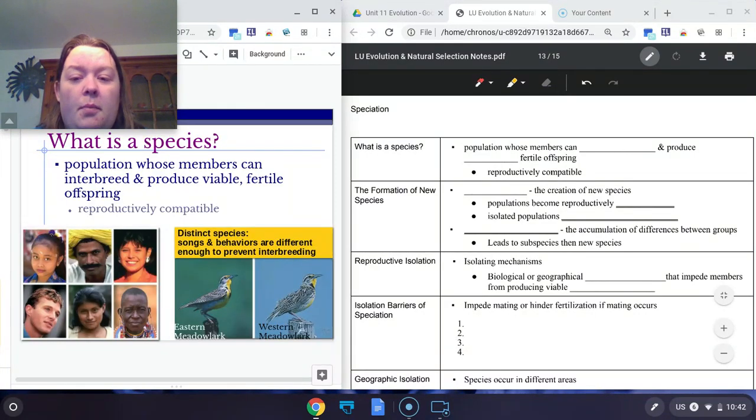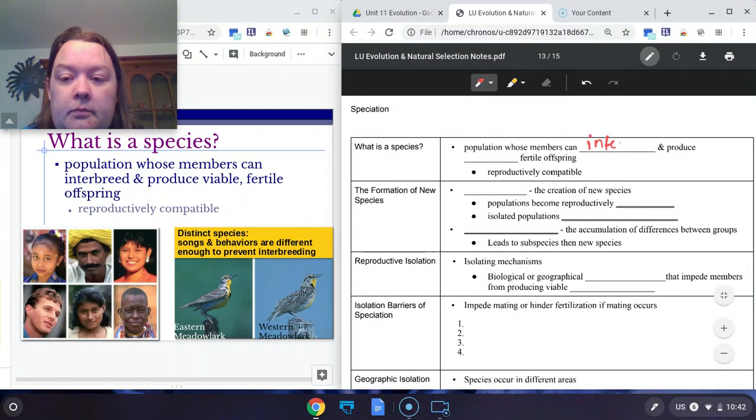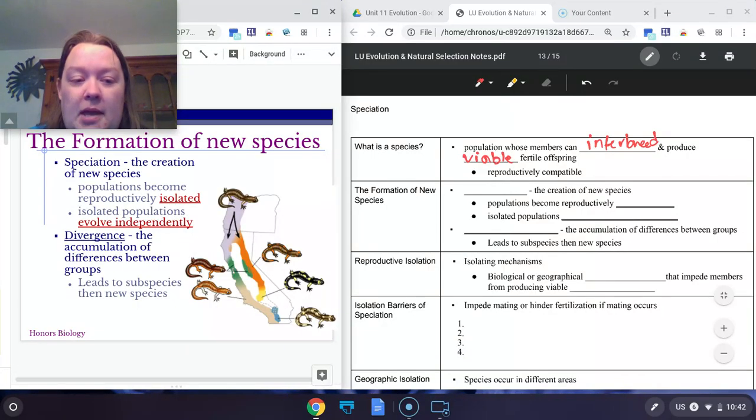A species is a population whose members can interbreed and produce viable, fertile offspring, meaning that two organisms have to be able to mate, have a baby, and that baby has to be able to live and have its own offspring. That means they are reproductively compatible enough to mate and have normal babies.